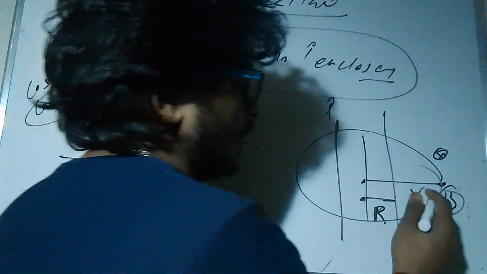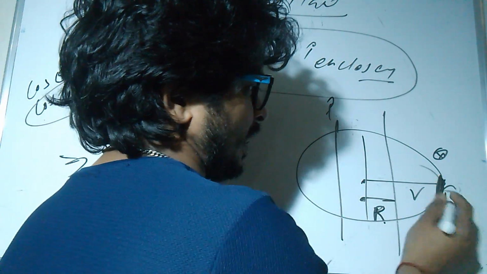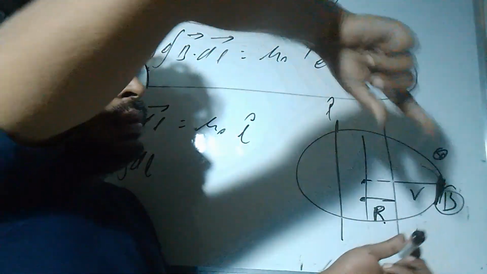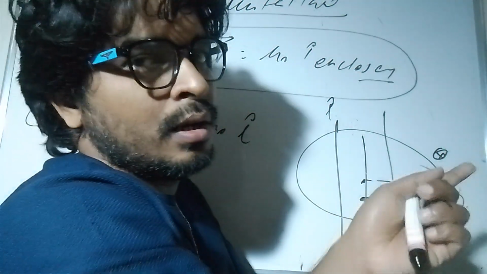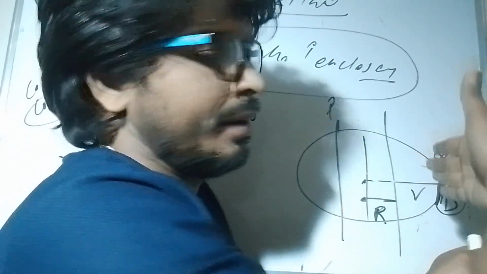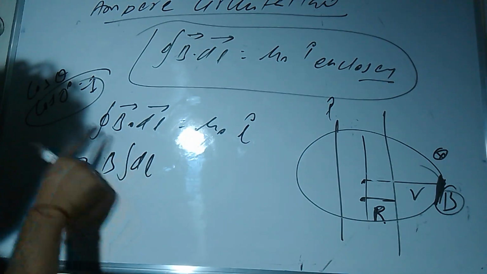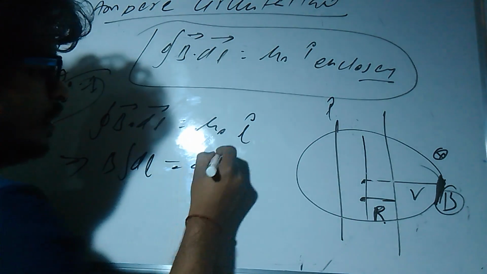If you say dl is what here, this is the loop, the length of the loop at any time. This is a ring, perpendicular to the plane, and the magnetic field will be along it. So the angle between dl and the magnetic field will be theta equals 0 degrees over here. That's why I took cos 0 as 1 and eliminated this term. So closed integral of B dot dl is equal to mu naught I.